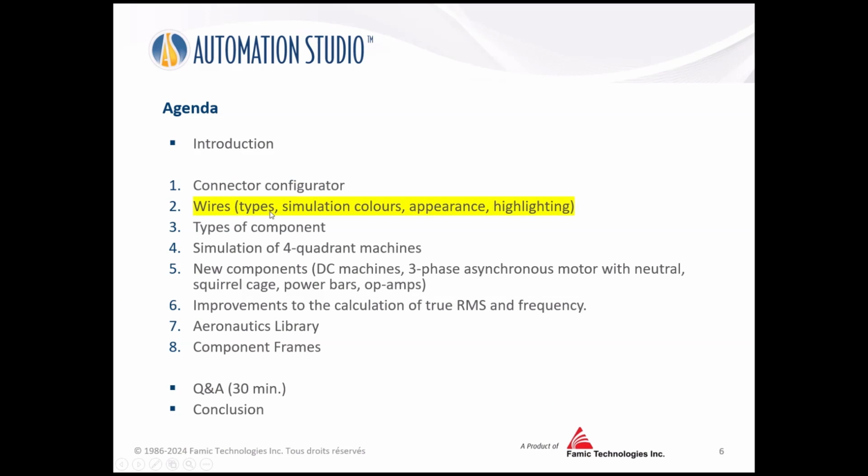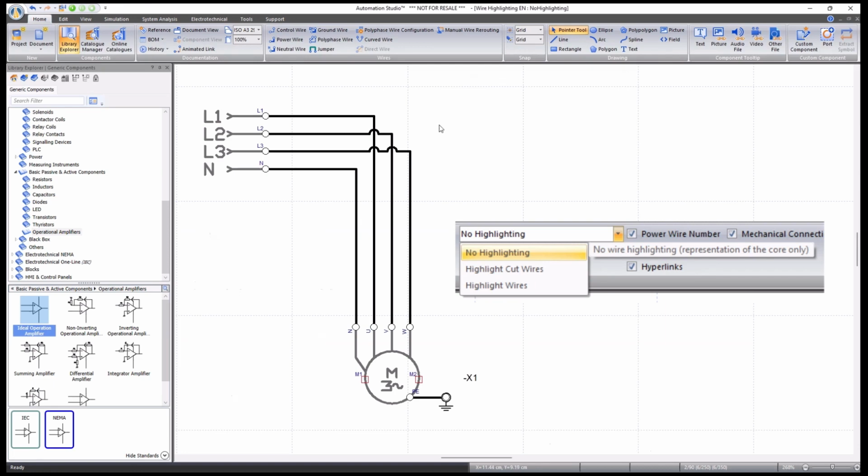So now we're going to look at the different types of wires that are available. Some changes that we've made in 8.0 for the wires. So we have here, this is what we had in previous versions. This was the standard wire type that we had up till 8.0. So you just see the black wire.